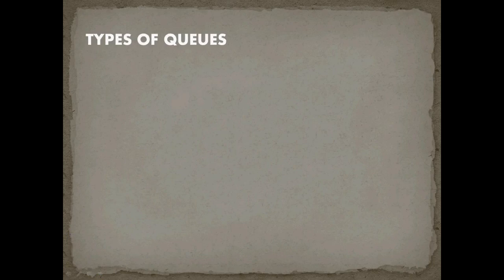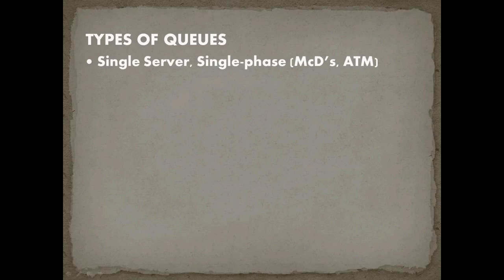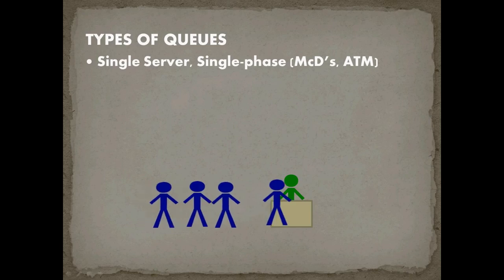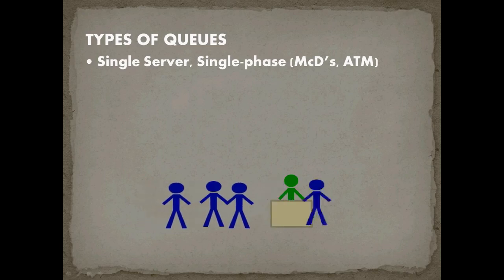So what are the types of queues that are out there? The first is a single server, single phase queue. And this is like McDonald's or an ATM. So you've got 1 server, and they're providing service to a single line. A customer comes up, they get help, the line moves forward, and they leave.